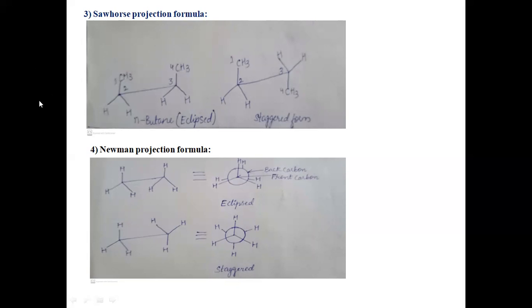Here in this representation, the bond between the two carbon atoms, whether chiral or achiral, is represented by a diagonal line. First we have to draw a diagonal line between the two carbon atoms. Then we have to slightly elongate that line, and the remaining bonds are shown by small lines. These are the two carbon atoms.